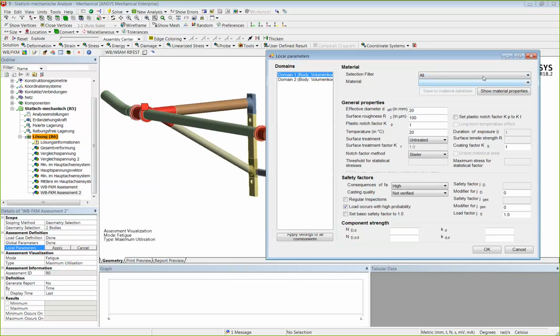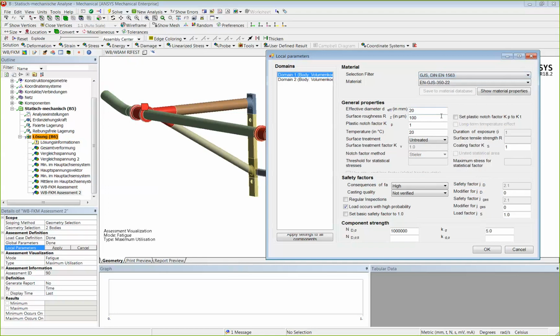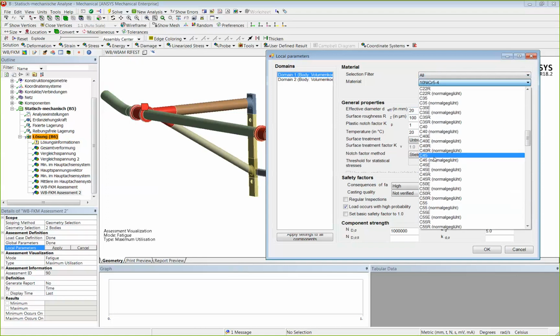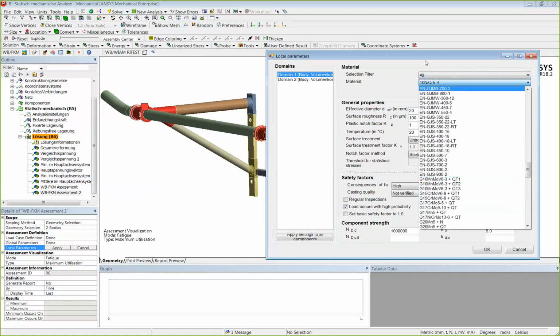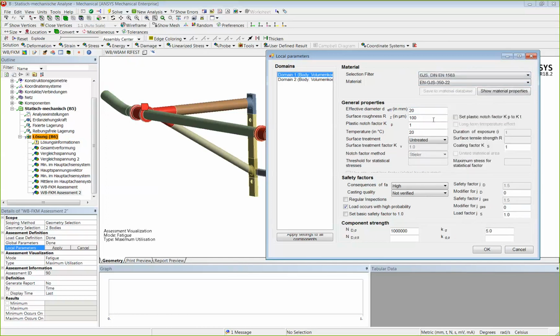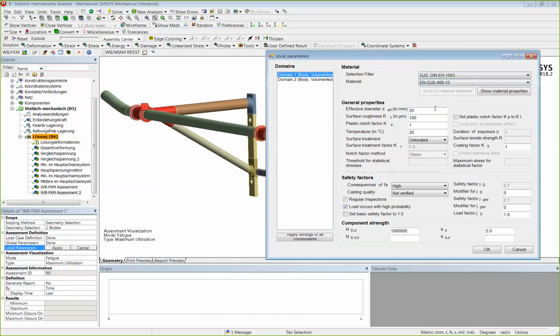I want to have a cast material, and because I want a cast material, I don't want to look for it in the whole list. I know it's somewhere in here, around here. What I can directly do is say, okay, first I want a cast material, and now I only get the list with my cast materials. That's just a short filter.